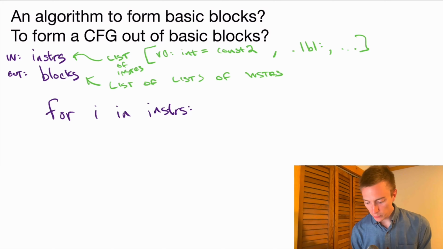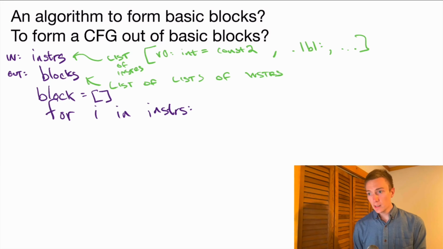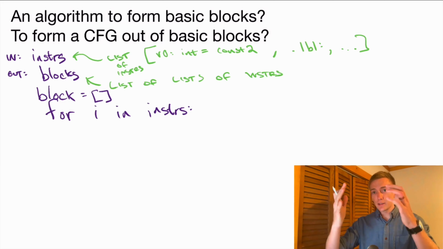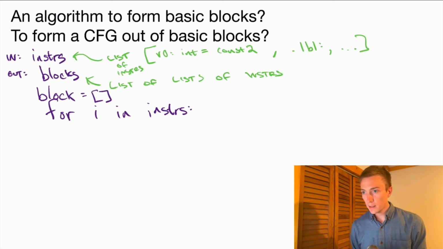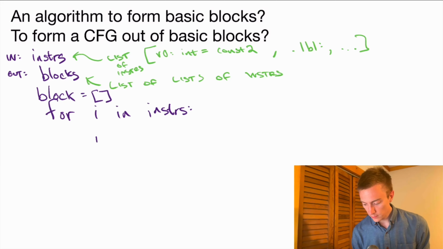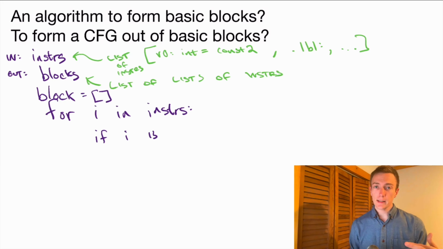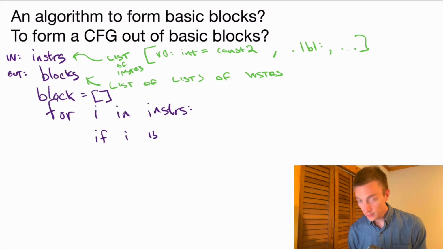As a kind of supporting data structure, I'm going to need a list for the current block that I'm currently forming. So the block starts out empty, and then we're going to fill this up and then empty it out, and then fill it back up again, and then empty it out, every time adding it onto the list of blocks. Inside the loop, the main thing that I need to do is check whether the instruction is something that should end the basic block. So if it's just a normal instruction, we'll put it on the block, and otherwise, we will end the basic block.